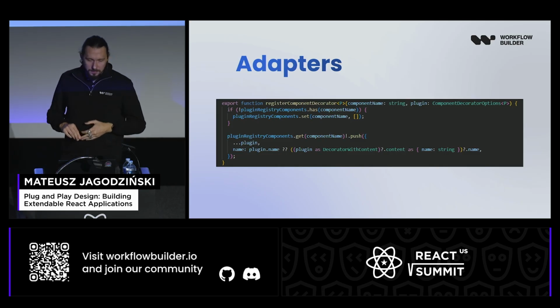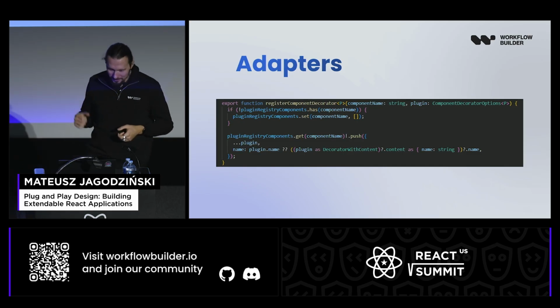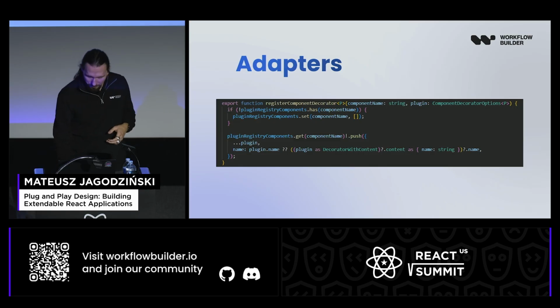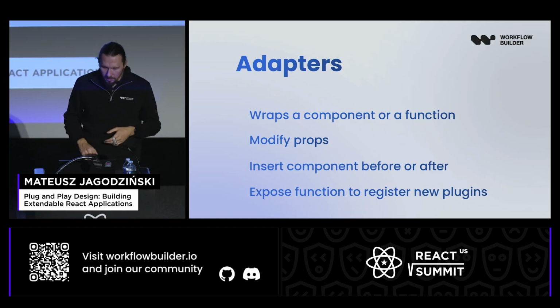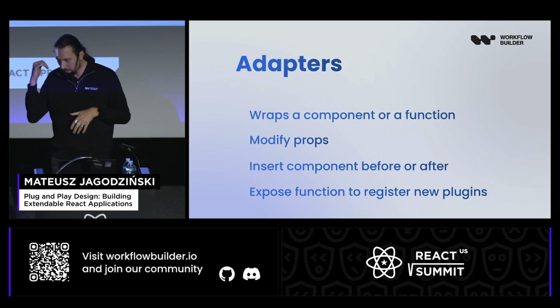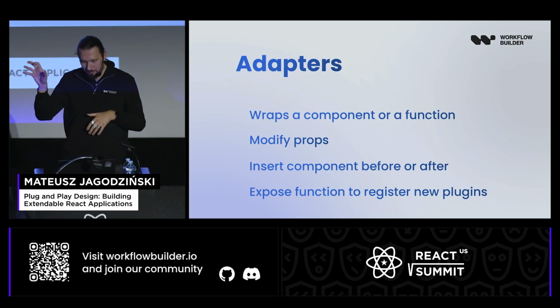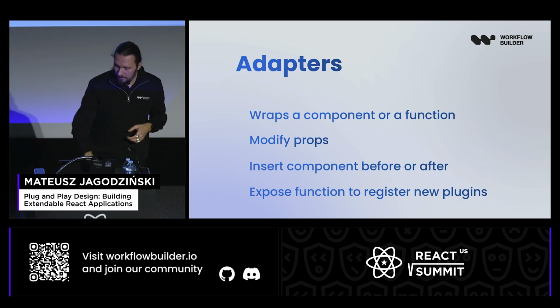The next thing we need within the adapter logic is to expose a function to register these new plugins within the app, and this is just a set that has all those plugins that apply to separate components. I will show in a second how this is being used. So to sum it up, with adapters we can wrap a component in a function, modify its props, and insert other components, like in the case of those widgets I've shown, there were a couple of pickers, widgets, etc. And we expose a function to allow us to register new plugins.